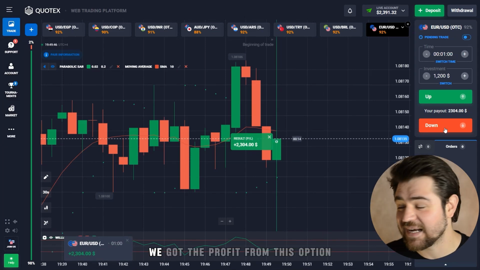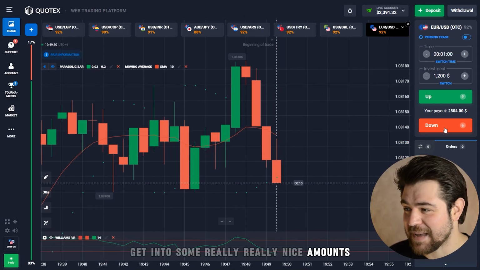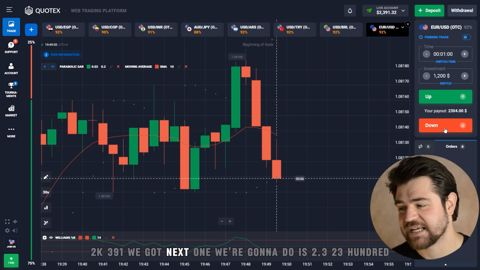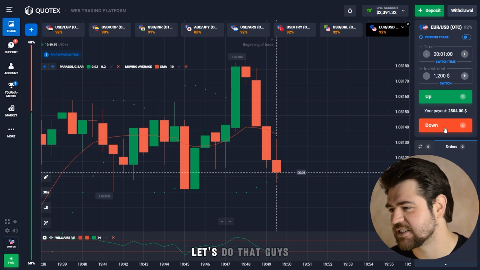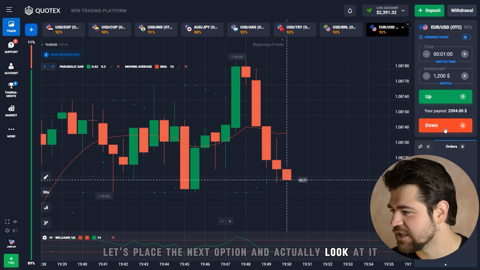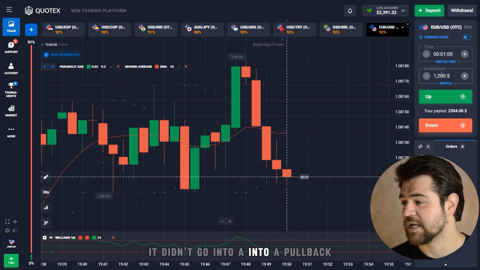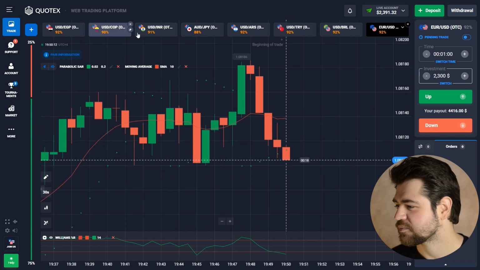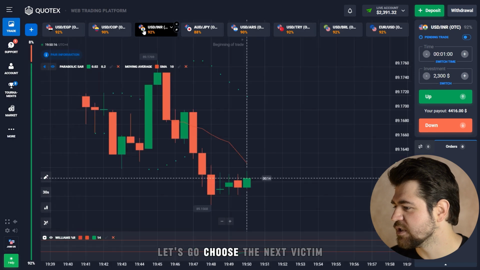Hey guys, we got the profit from this option. Let's get into some really nice amounts. 2K391 we got. Next one we're gonna do is 2.3, 2300. Let's do that, guys. Let's place the next option, and actually look, it didn't go into a pullback, it actually went through again, right through the channel. Let's go choose the next victim.